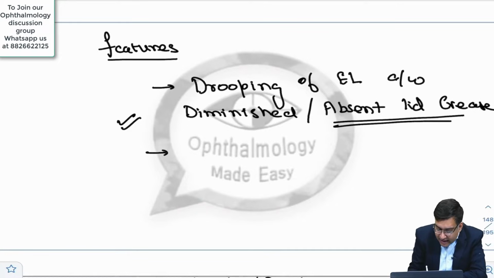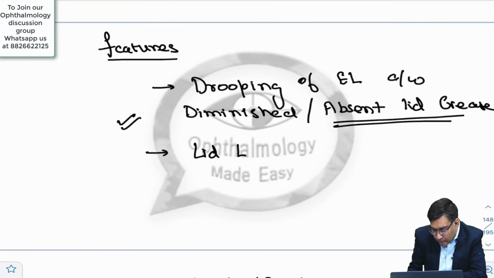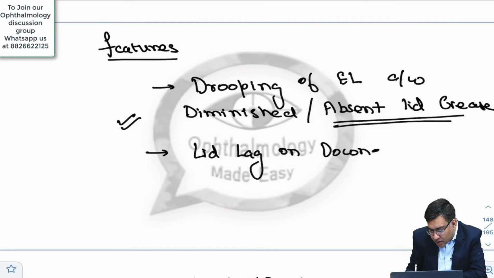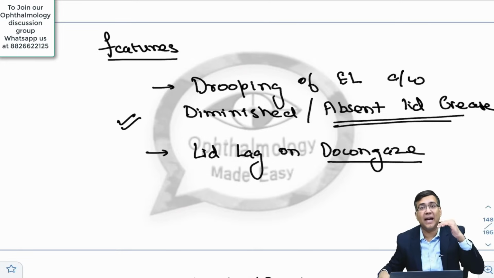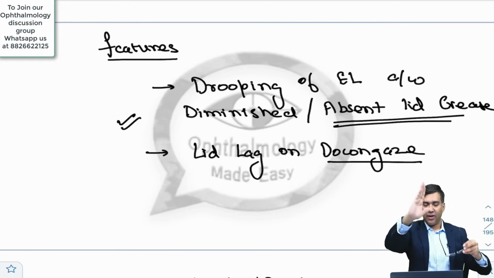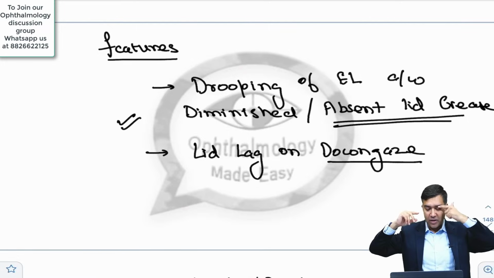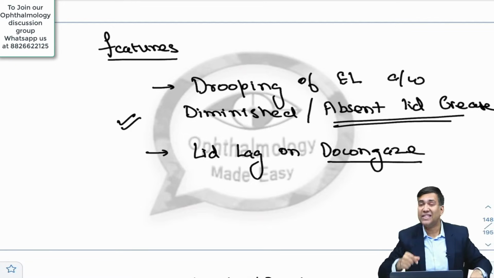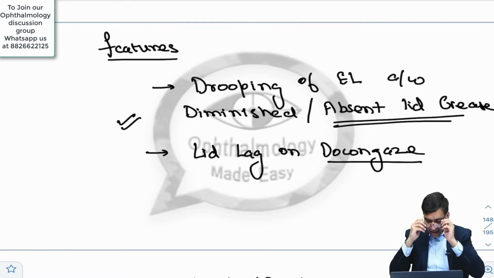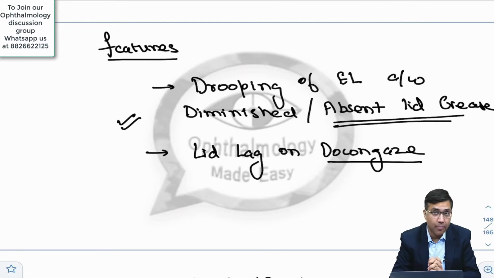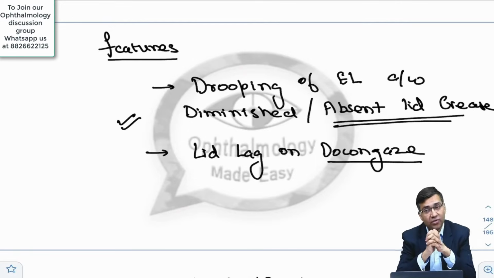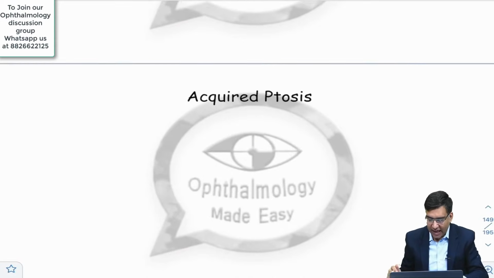And there is a lid lag also. So whenever the patient looks down, the eye which is having a ptosis, the lid would lag behind. Okay, so let's say I am looking straight, now I would look down, so my other eyelid would basically go down, but this one would have a bit of restriction. So this is called a lid lag. So lid lag on down gaze is a very important feature in the patient of a congenital ptosis.